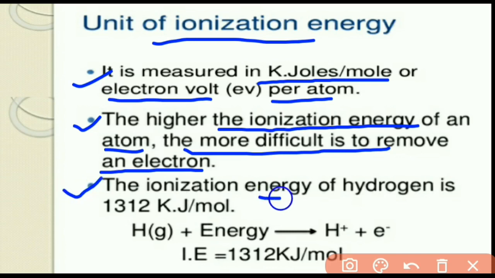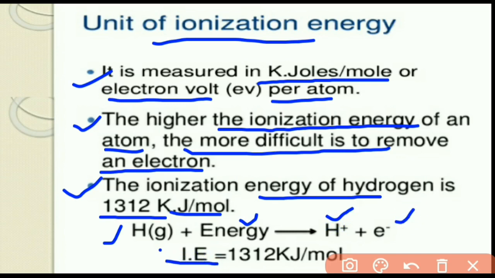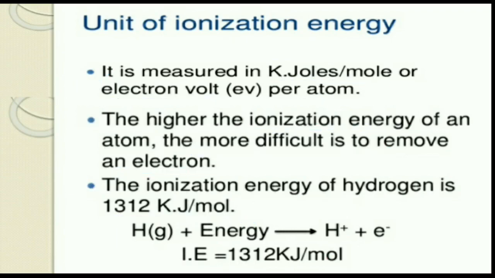The ionization energy of hydrogen is 1312 kilojoule per mole. Write in equation form: hydrogen in gaseous state plus energy, that energy is 1312 kilojoule per mole, forms H+ ion and loses the electron. So the ionization energy required for removing one electron is 1312 kilojoule per mole.